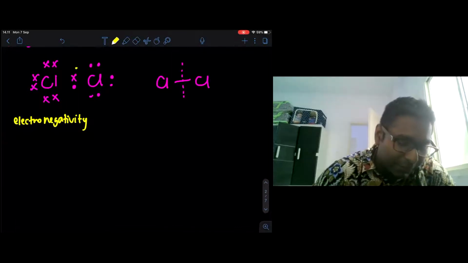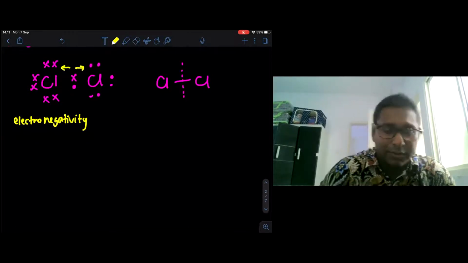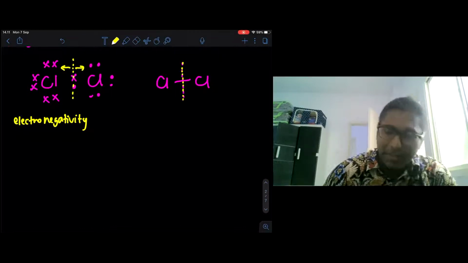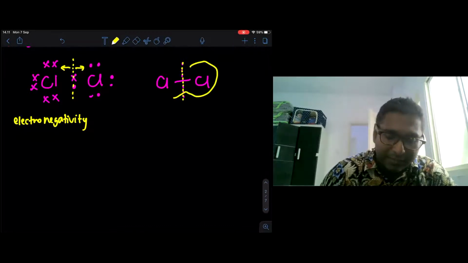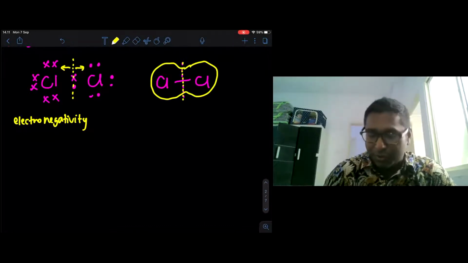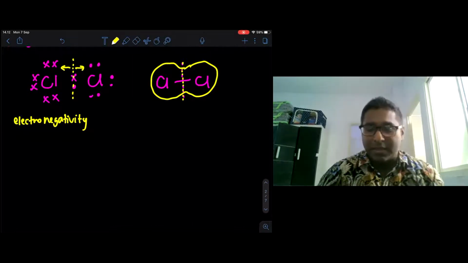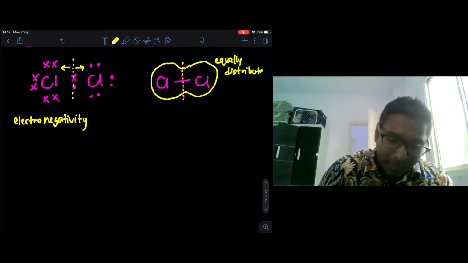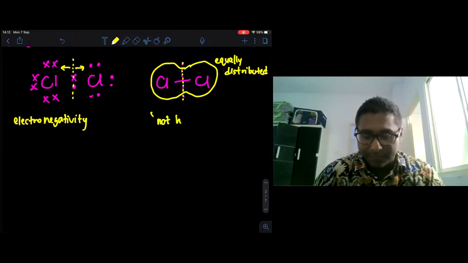So if they are pulling with the same strength left and right, it means that they are still going to stay in the middle. So the electrons will stay in the middle. Therefore, it will not affect the electrons. They will actually stay like usual. There is no delta positive, there's no delta negative. The electrons are equally distributed. So we don't have any problem. So we call this not having dipole.